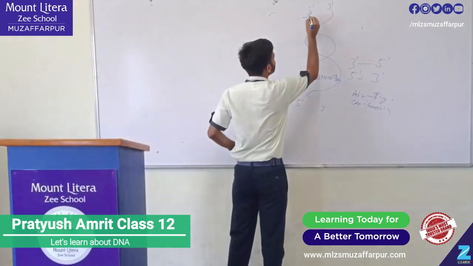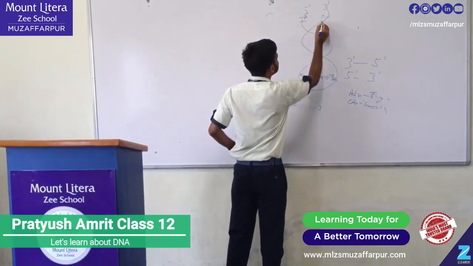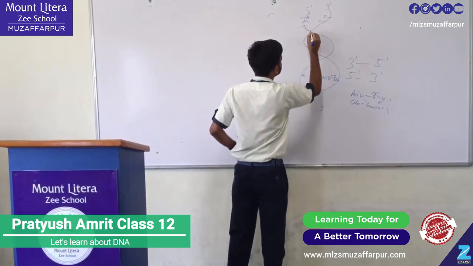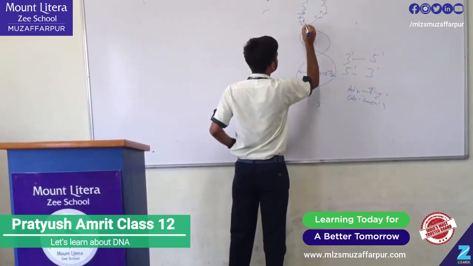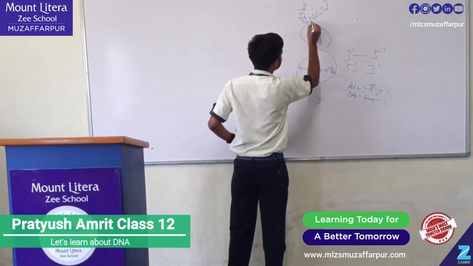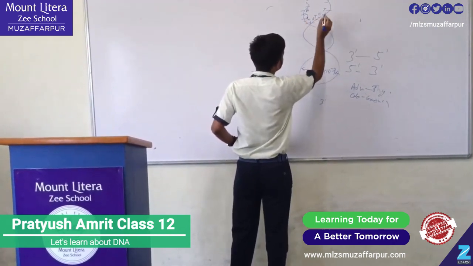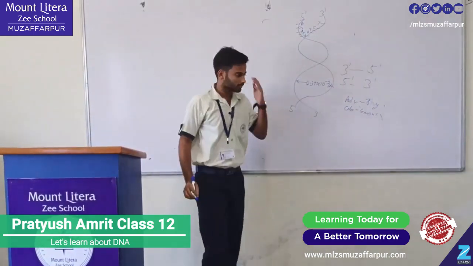So if there is A, then there is T. If there is G, then there is C. So every strand is done like that. Let me take, this is A, this is T, this is C. So then it will be T, A and G. Adenine with thymine, guanine with cytosine.